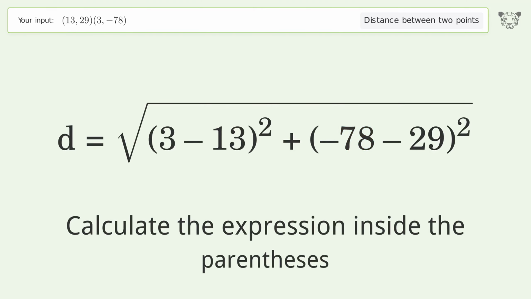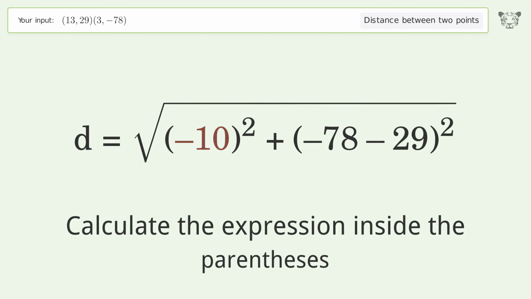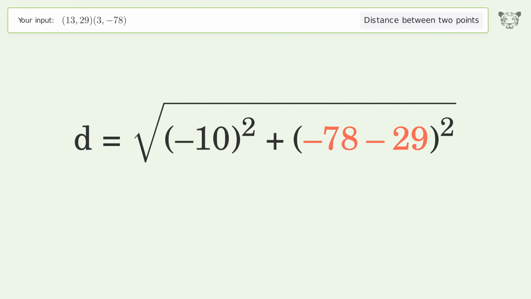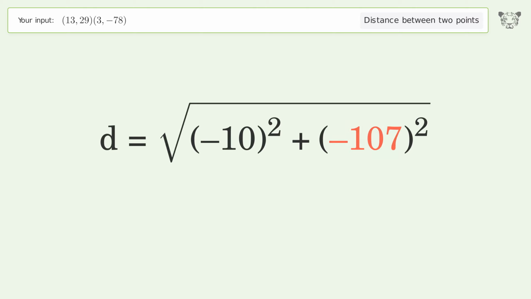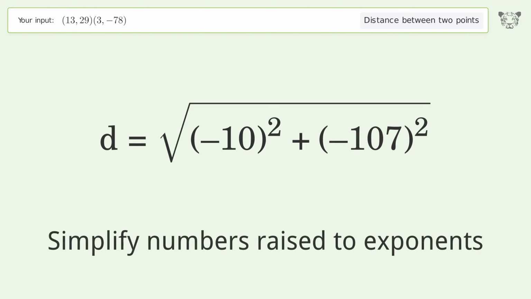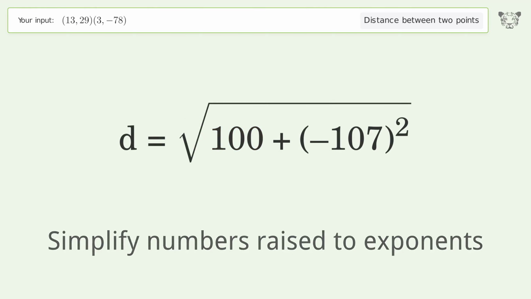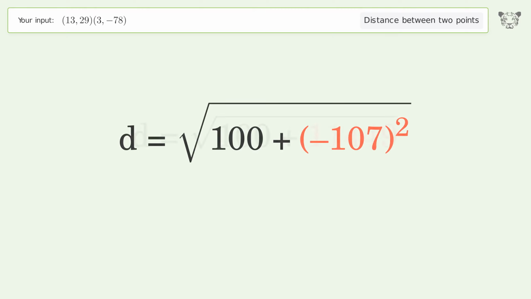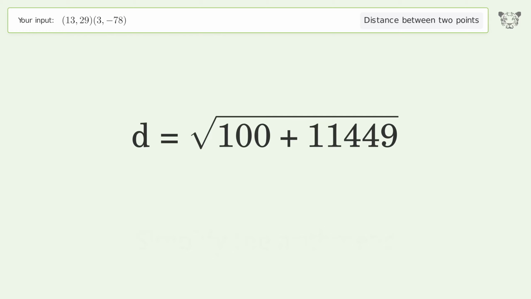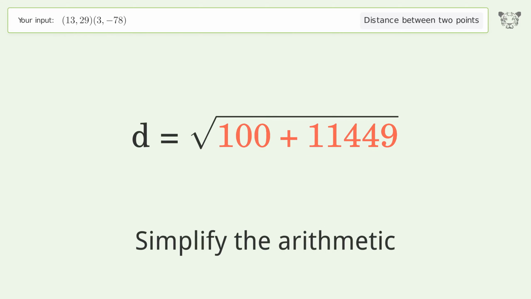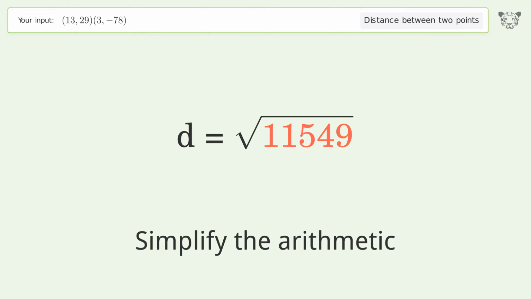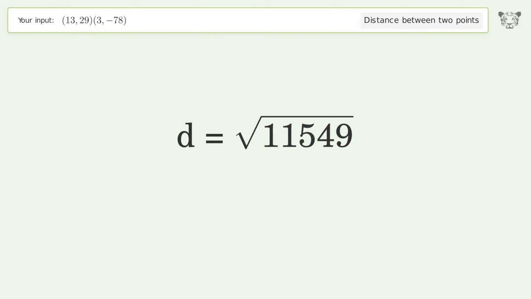Calculate the expression inside the parentheses. Simplify numbers raised to exponents. Simplify the arithmetic. And so the distance between the 2 points is the square root of 11,549 or 107.466.